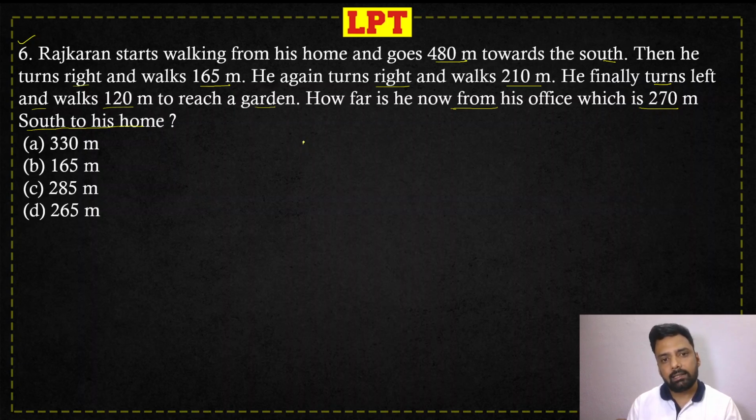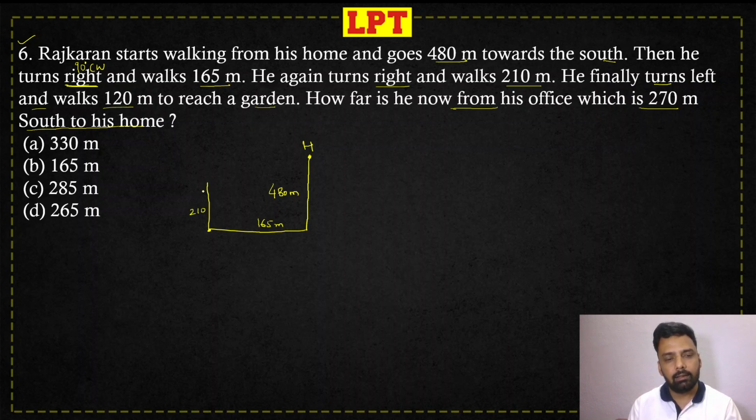south. So let's say this is his home, denoted by H, and he goes 480 meters in the south. Okay, no issues till this point. Then he turns right. Whenever I say right, in my brain I know that I have to go 90-degree clockwise, right? So he turns right and walks 165 meters. Okay, he again turns right and walks 210 meters, so this is 210 meters.